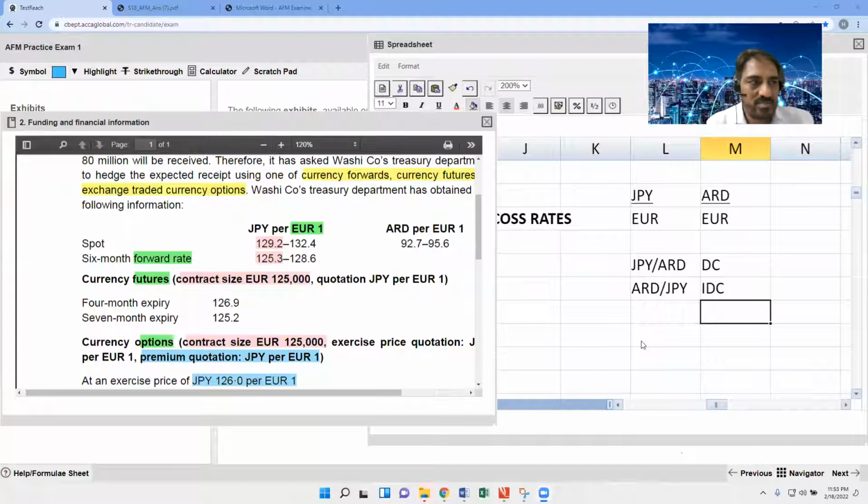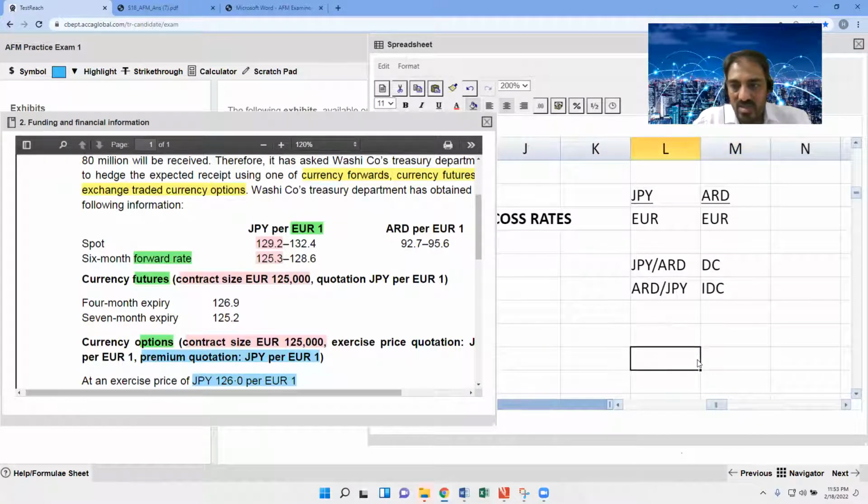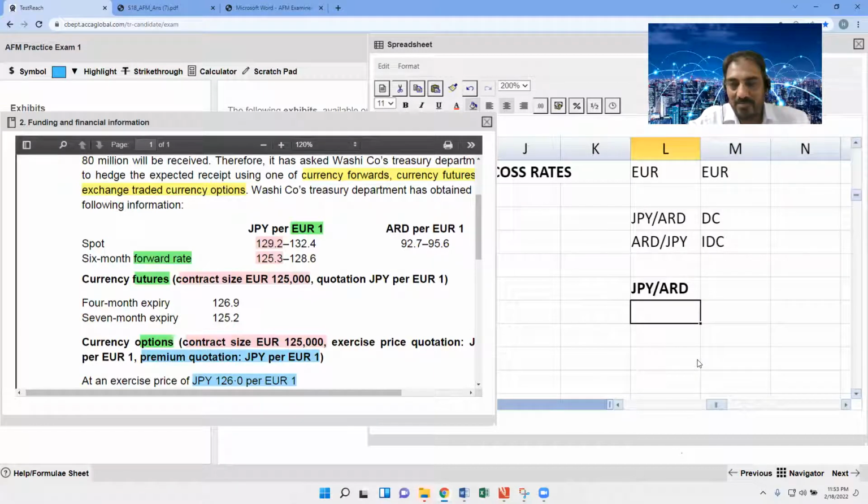Now, let's suppose we have determined that we will work out with the Japanese yen, JPY, because the question is about the direct quote. But the point is that there are two rates, one buying, one selling. So we have to start working here. Listen carefully. For example, this 129.2, the relationship of JPY per euro with ARD per euro.